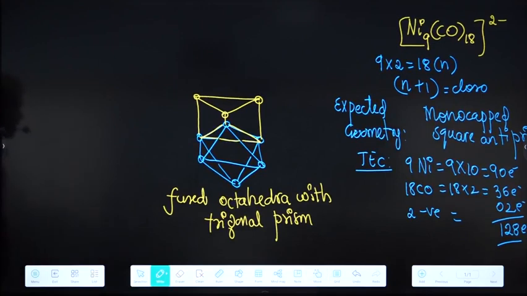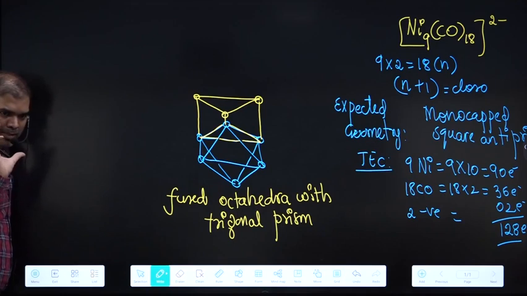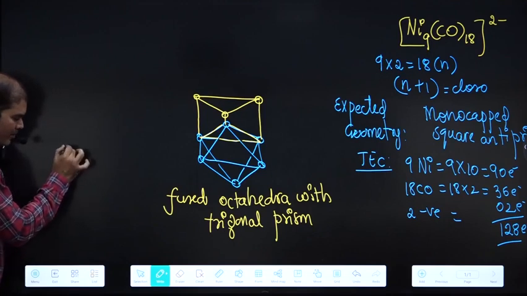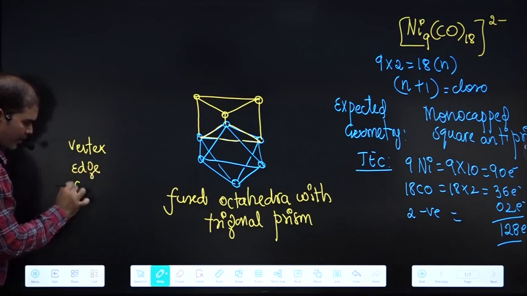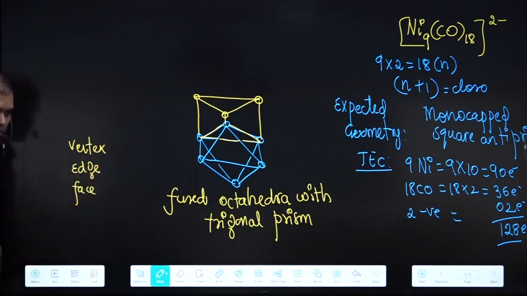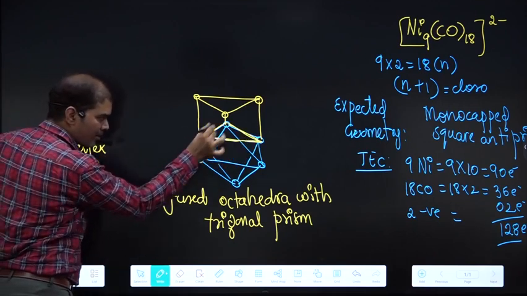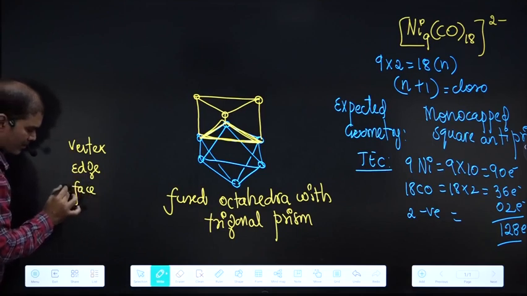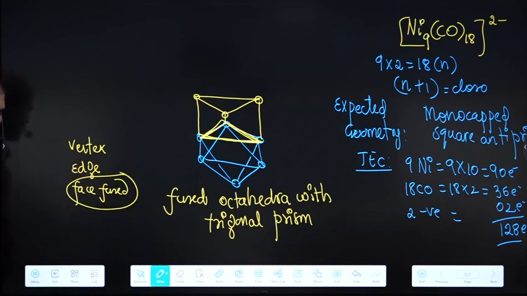Now, if you remember, in the last class I gave you one theory. Suppose I want to explain the structure of a new cluster which PACPT is unable to explain, then we can go for fusing. What can fuse? Vertices can fuse, edges can fuse, faces can fuse. In this case, what is being fused? Face is fused. This is a trigonal prism triangular face, and this is an octahedral triangular face. So two triangular faces are fusing. So it is a face fused polyhedra.